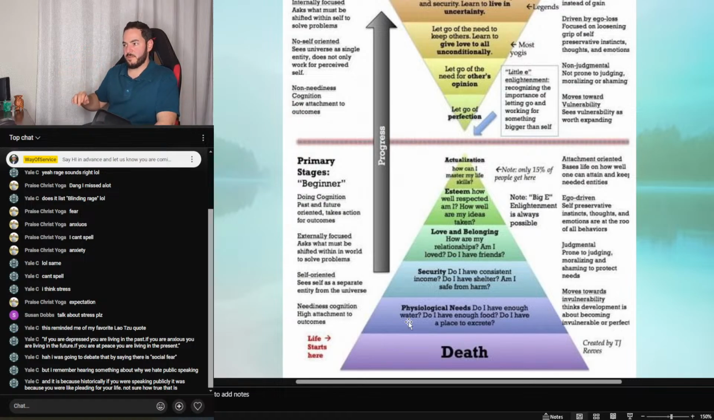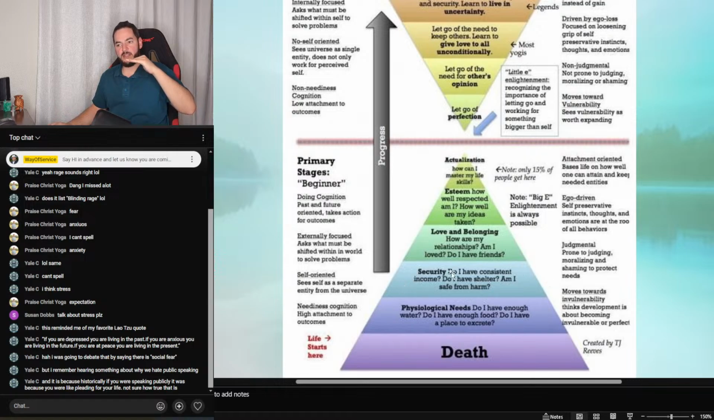And then the next level is, do I have consistent income? Am I safe from harm? So it's very related to the physiological needs, but it's a little more abstract. So versus, do I have enough food or do I have enough income? It's a little fudgeable, right? So we're getting up into, as he puts it here, you see you're self-oriented. So kind of the difference between that level and the next level is like understanding the world. So at the lowest level, you could basically be an animal. Like animals are in this level most of the time. And then now that you're human, you can start to understand the world.